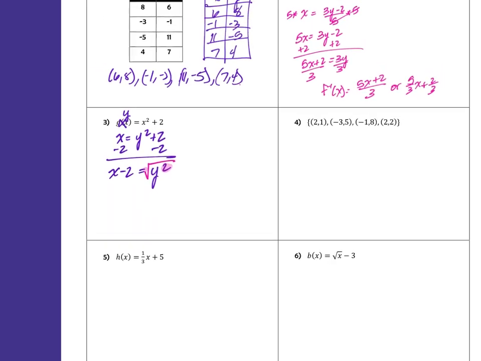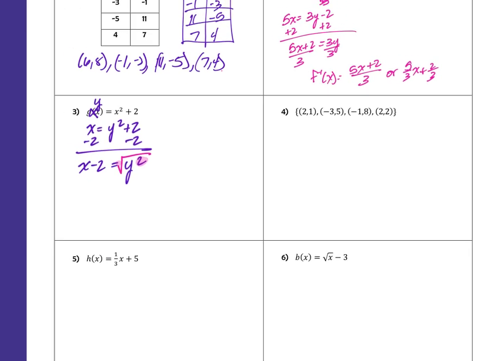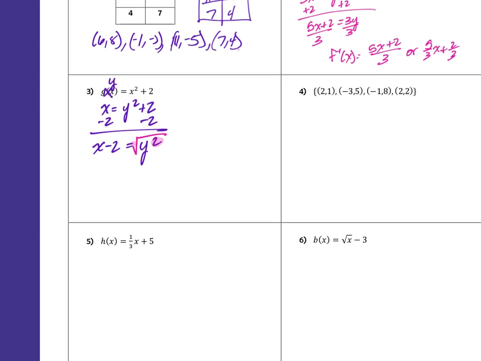Just like if I have a cubed root, I'm going to do whatever root would become whatever my exponent is. So these two things here have to match. So I square root one side, so I have to square root the other side. So I get y, the square root of y squared is y, which would be g inverse of x equals the square root of x minus 2.